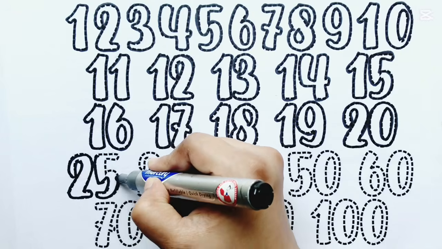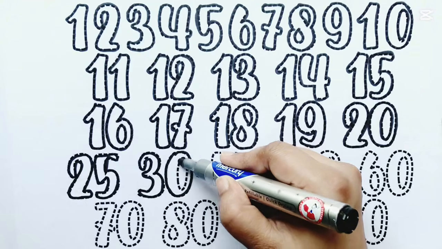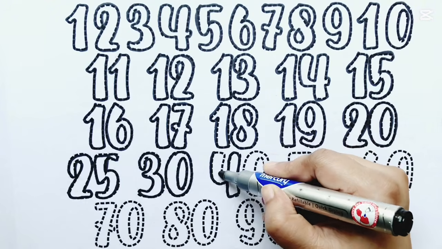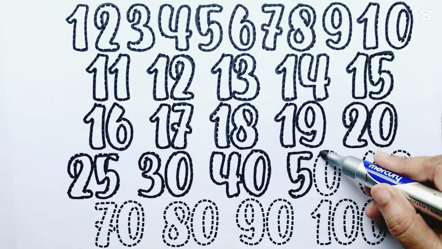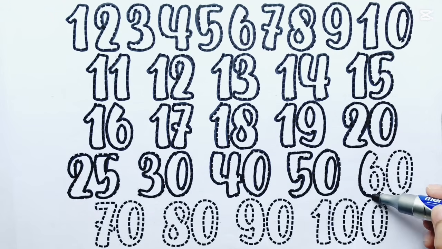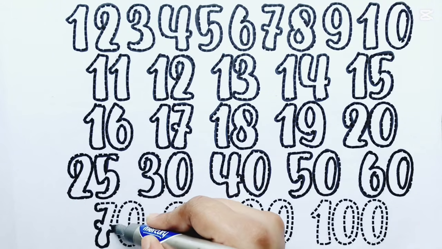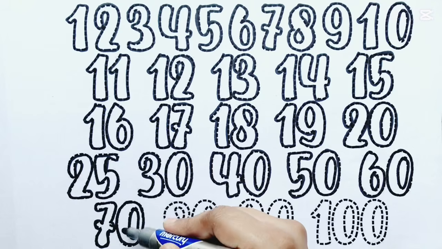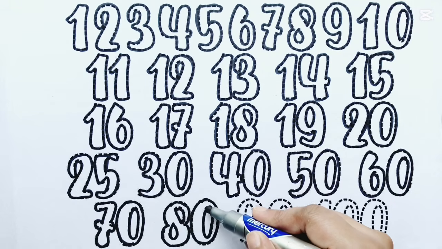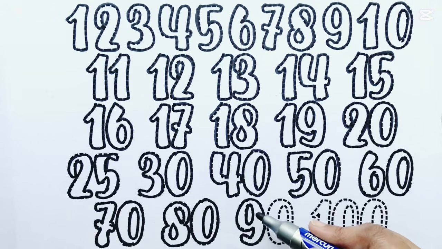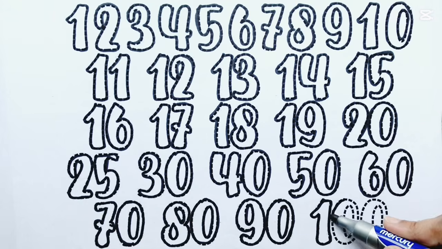25. 30. 40. 50. 60. 70. 80. 90. And 100.